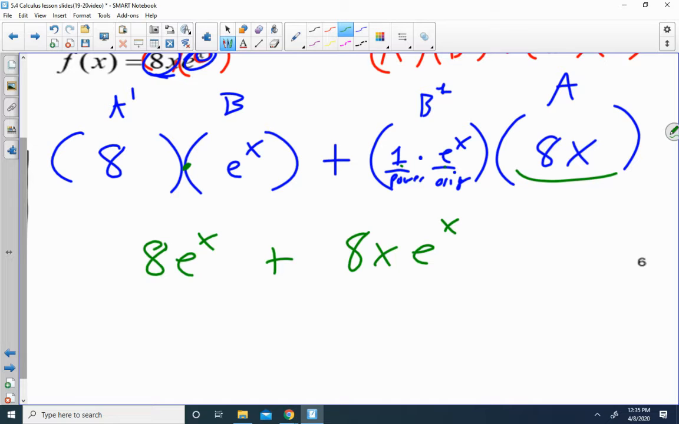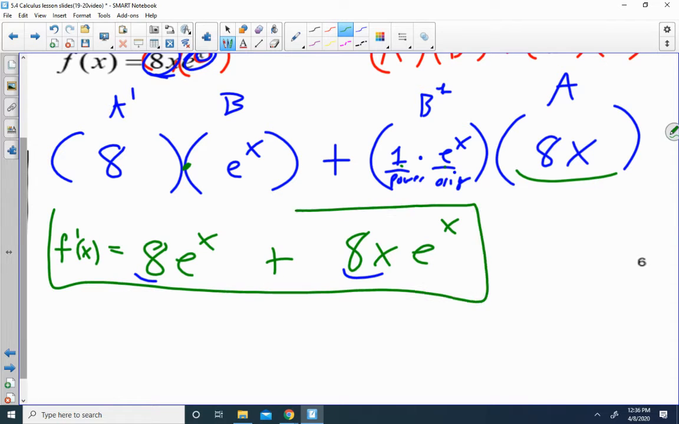And sadly, we cannot add these together, given that the 8 and the 8x are not like terms. So sadly, these two cannot be added. And thus, we leave it as is. This is the derivative. So again, just doing the product rule, things you've already done, just now we're using it with the e function.